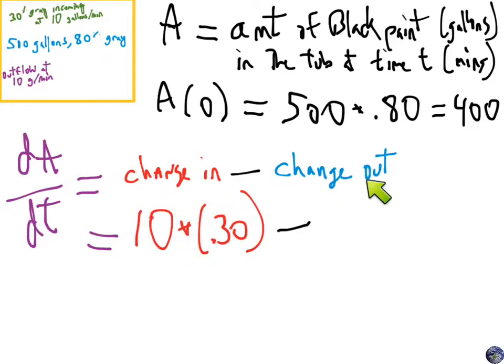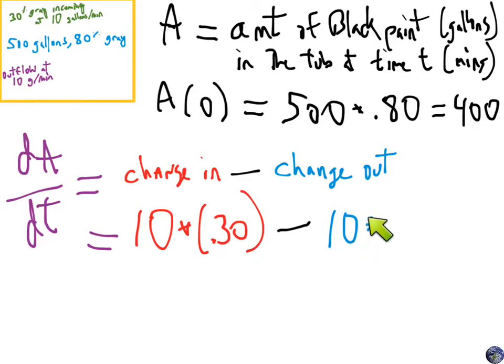Well, how much is going out? We know there's 10 flowing out, so it's going to be 10 times something. But it's not 30%. The 30% is what's going in, but what's coming out is whatever is in the tub. A lot of people want to put 80% here. But it's not 80%. It's only 80% in that very first split second, back when it was the original gray color. But that gray color is getting diluted. Every single moment that goes by, that 80% is getting less and less. So we have to figure out what the concentration, the grayness level, in the tub is.